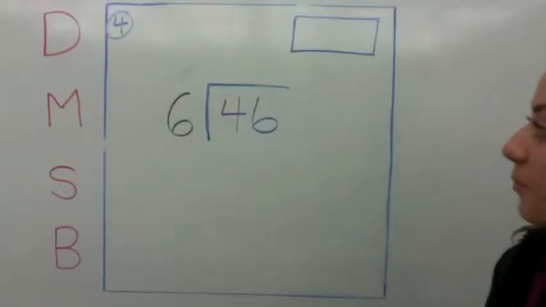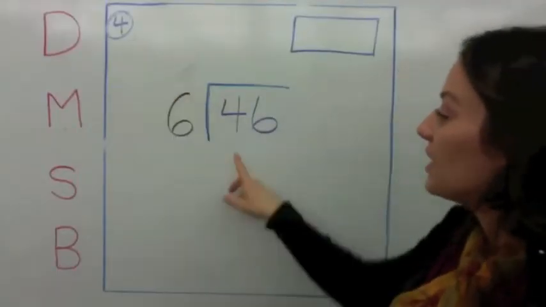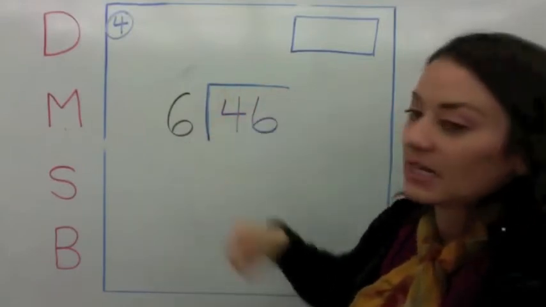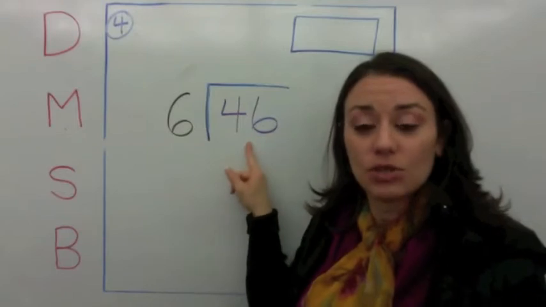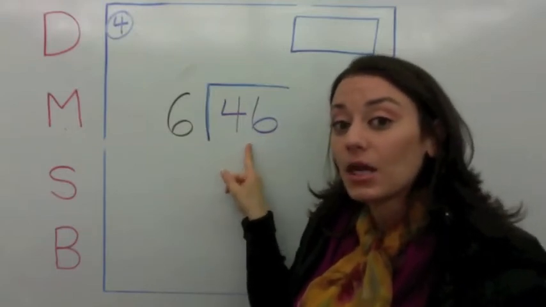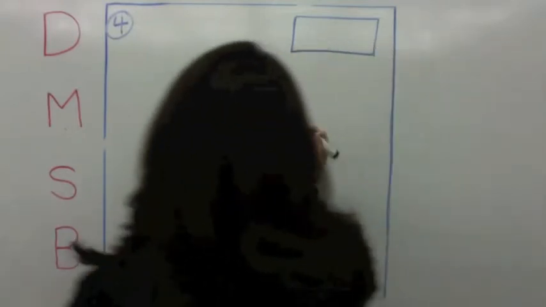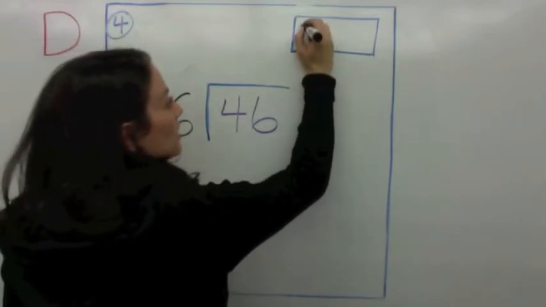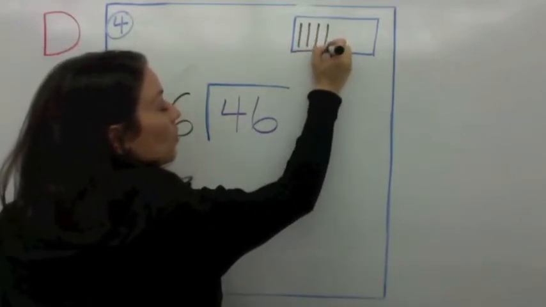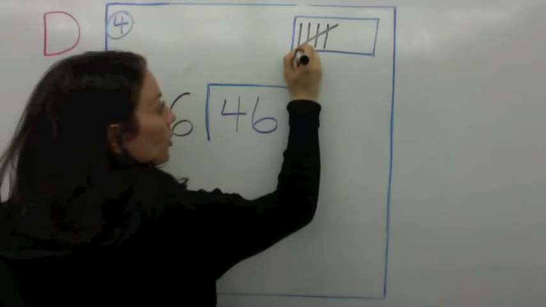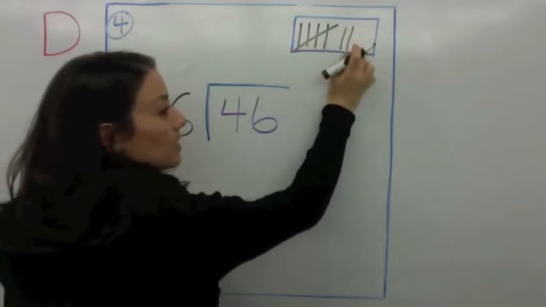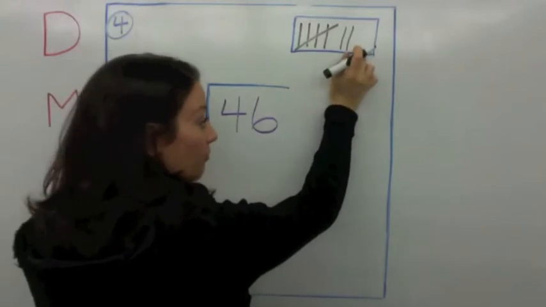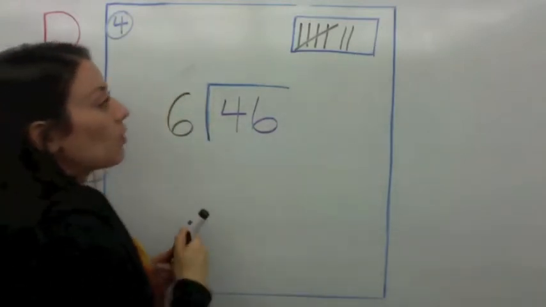Okay, and our last problem, problem number 4, it reads 46 divided by 6. So what number are we going to skip count by? We're going to skip count by 6 to get to a number that is less than 46. So let's go ahead and skip count by 6. It goes like this. 6, 12, 18, 24, 30, 36, 42. What comes next? 48, right? But 48 is too big. So we're going to go ahead and stop here.